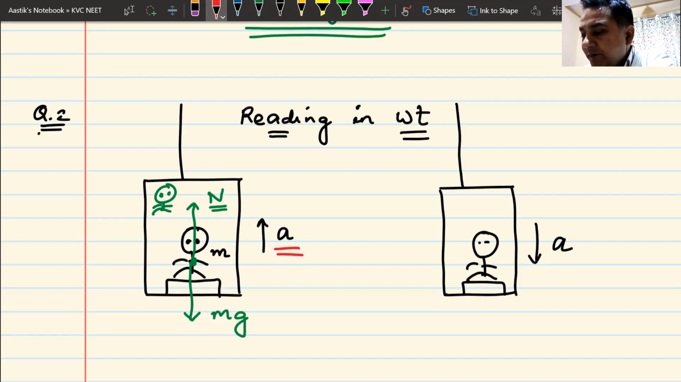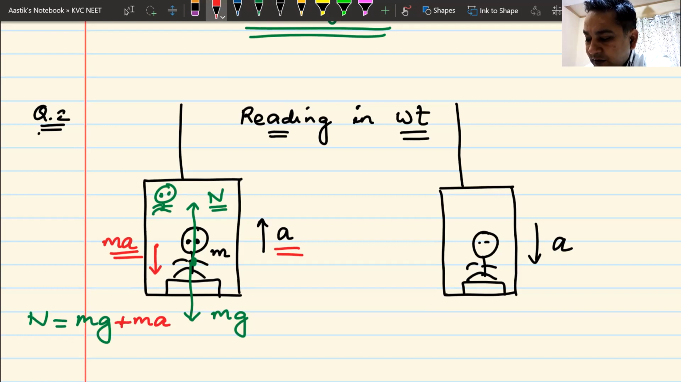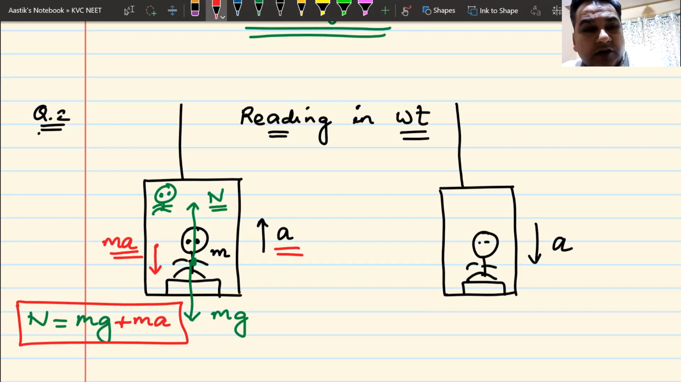The lift is accelerated upwards. So I have to apply a pseudo force downwards. The value of the pseudo force will be m into a. The man, obviously, I see at rest in equilibrium. N is upwards, real force. Mg is downwards, real force, plus the pseudo force ma. That becomes the equation for normal reaction. Normal reaction becomes mg plus ma.